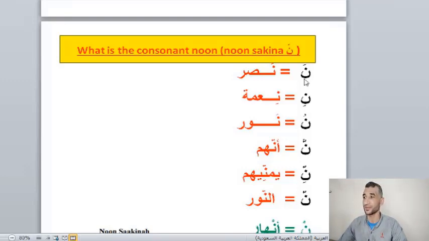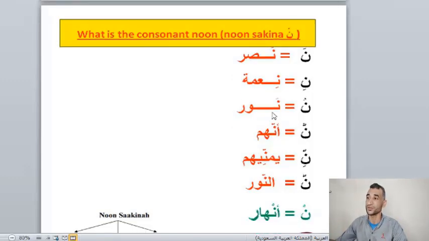Nasara. The second letter here is the letter noon, and it has a kasra under it. So you should pronounce it ni and lower your lower jaw, for example ni'matin. At the third word, you can see the letter noon with a dhamma on it, so you must round your lips to pronounce it like nur, okay?